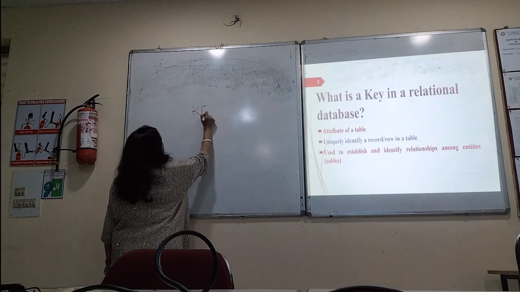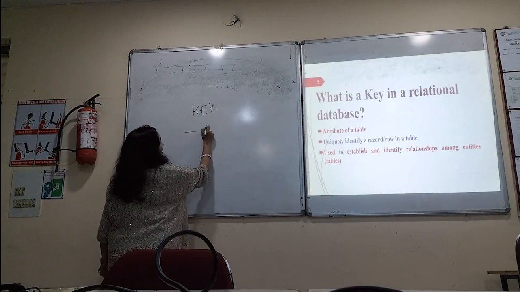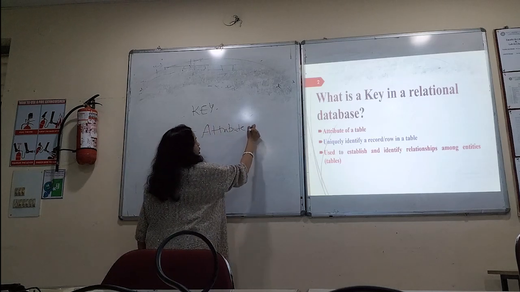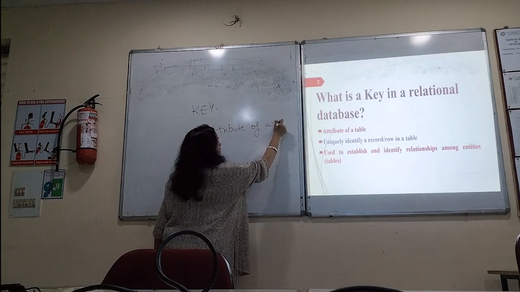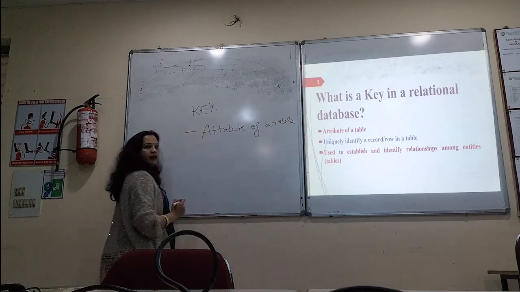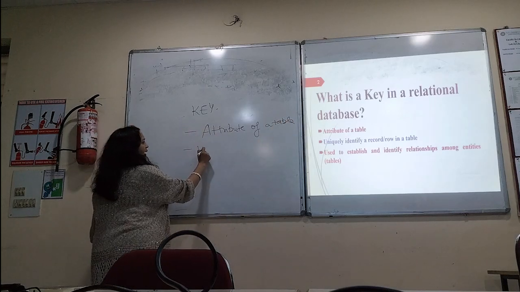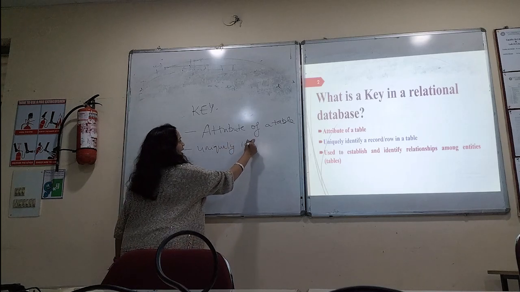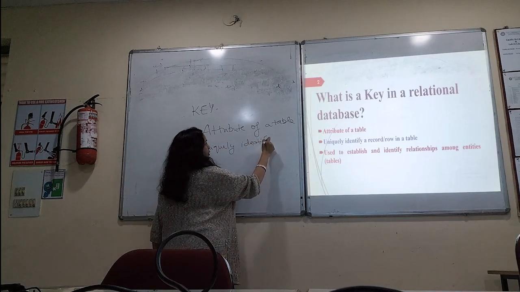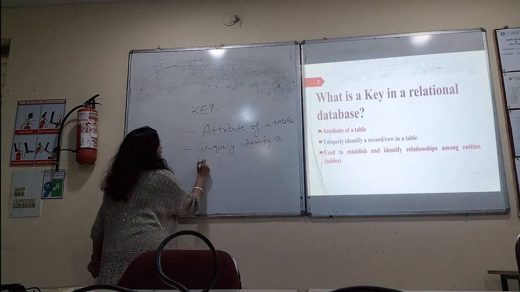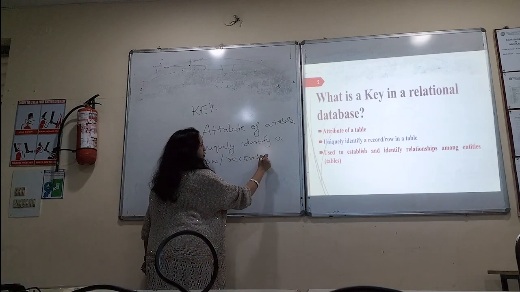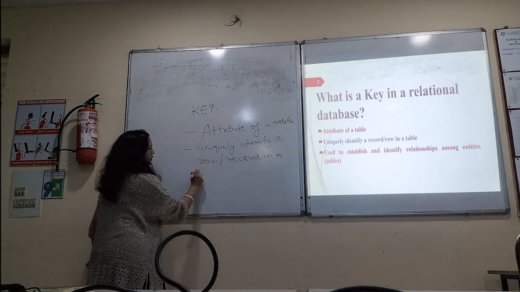See, a key is basically an attribute of a table that uniquely identifies a row or a record in a table.